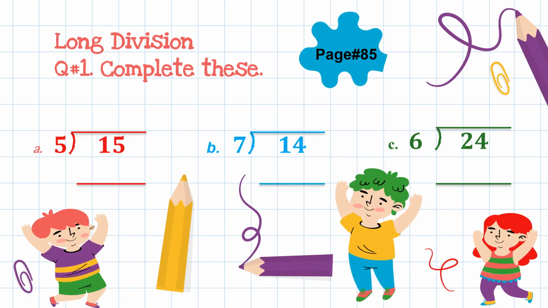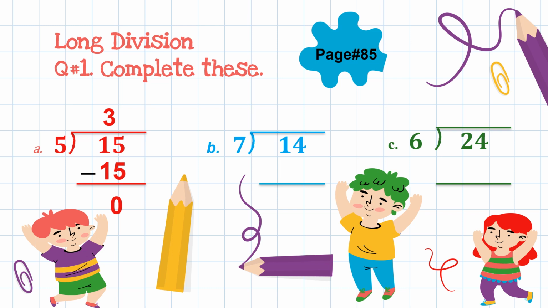Now open your books at page number 85. Long division. Question number 1. Complete these. We will use our tables to complete these questions. First question is 15 divided by 5. Remember kids, how many times 5 is 15? Yes, 3 fives are 15. Thus, when 15 is subtracted from 15, we get 0. Thus, our answer is 3.